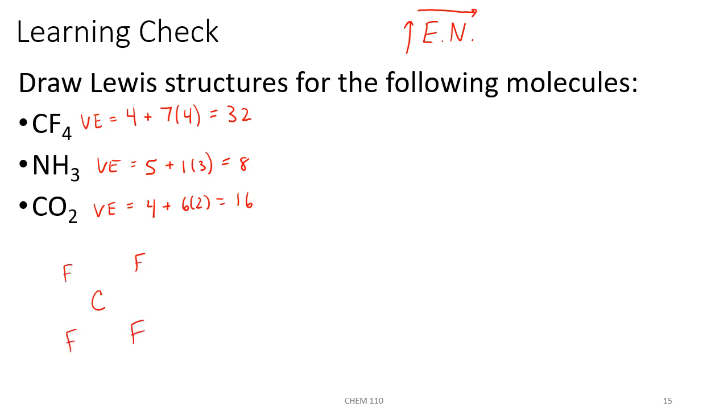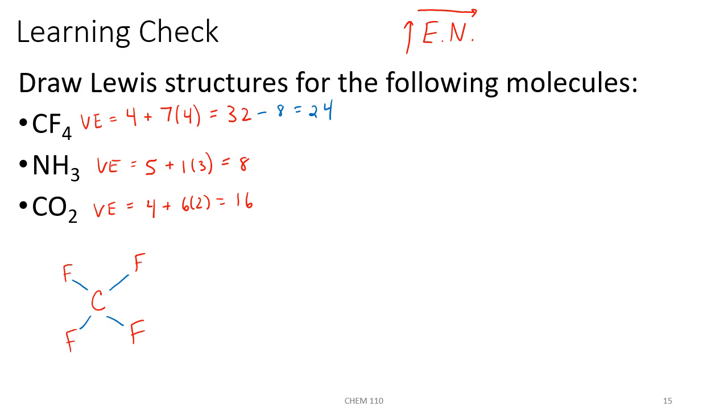We know that they have to be connected to carbon with at least a single bond. So the first thing we can do to make our skeleton is connect our fluorines to our central atom to make single bonds. In doing that, we used up 8 electrons. Therefore, if we take our 32 minus 8, we're going to have 24 electrons that we still have to place.